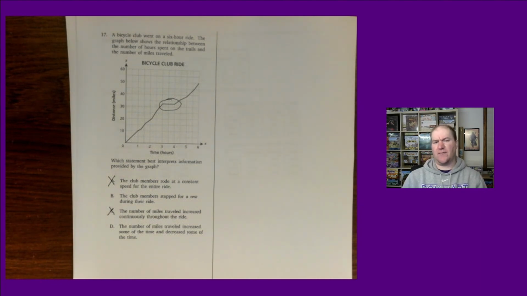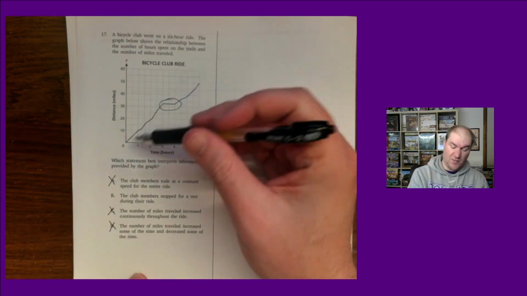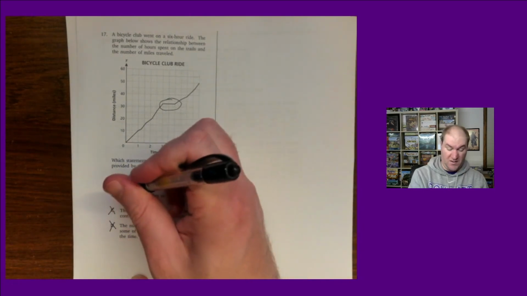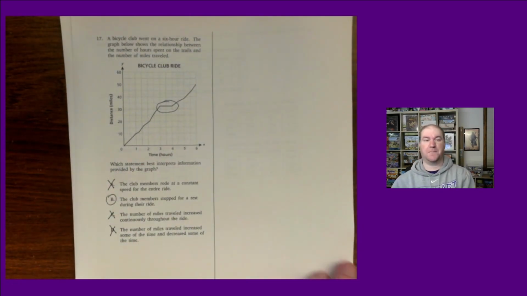How could they decrease the number of miles they travel, right? If you're on a bike, even if you go backwards, you're still going a positive. Distance is always positive, right? You can't decrease distance, right? So it's not choice D. This one always increased except for that part where it stayed the same. So choice B, they must have taken a rest at some point.